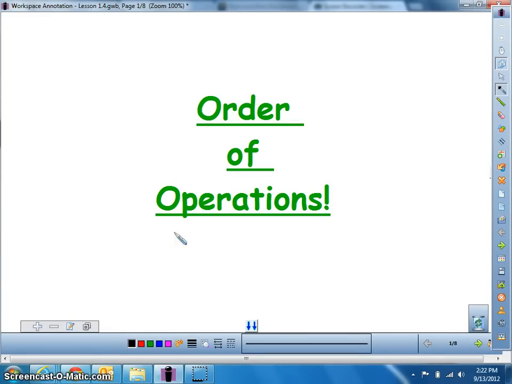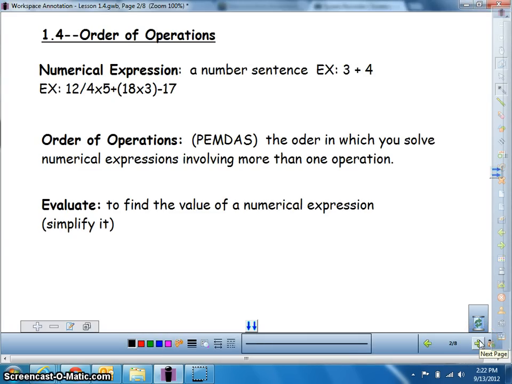We're going to be talking about order of operations, which some of you should be pretty familiar with, but we're going to get a little more practice. Order of operations, 3 of our vocabulary words that you need to know. The first one is numerical expression. And you guys are familiar with this, you just don't probably realize it. It's just a number sentence, 3 plus 4, or 12 divided by 4 times 5 plus 18 times 3 minus 17. You can see they range from the very basic and simple ones to some more complex ones.